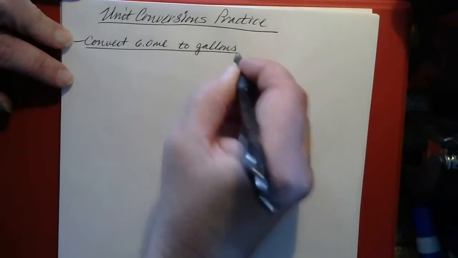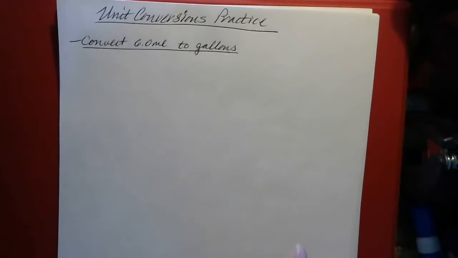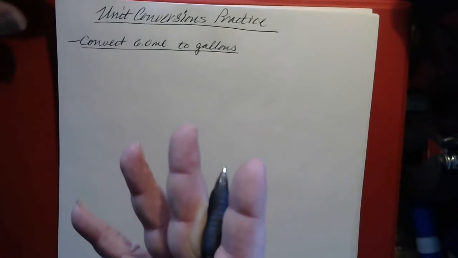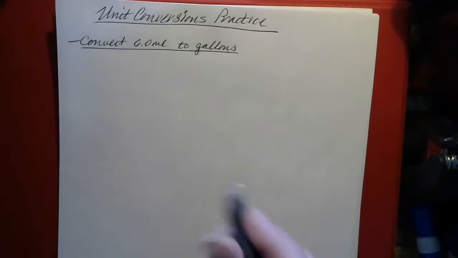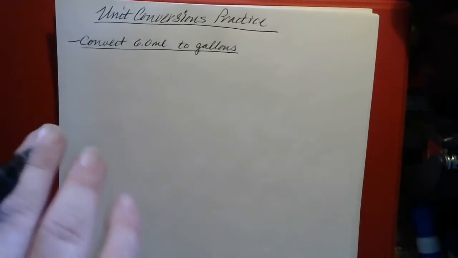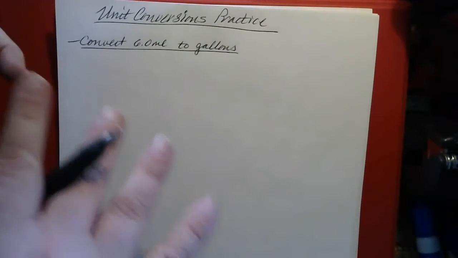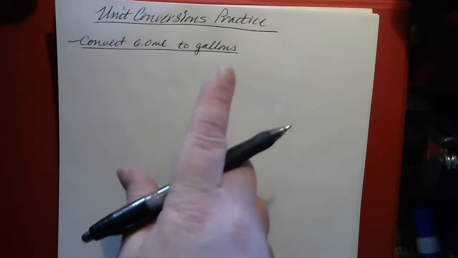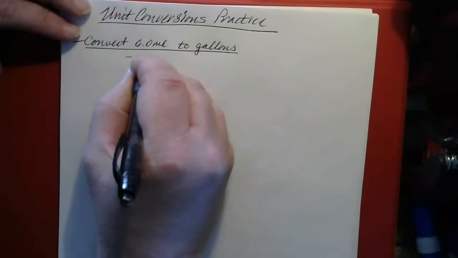Okay, so convert 6 milliliters to gallons. In doing any kind of unit conversion, the first thing you probably want to do is ask yourself, what kind of measurement is this? Is this a length or distance, or is it a mass, or is it a volume, or is it a speed, or what? Well, in this case, obviously, milliliters and gallons are units of volume.